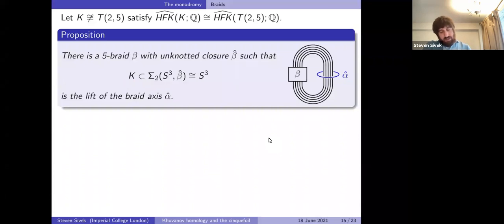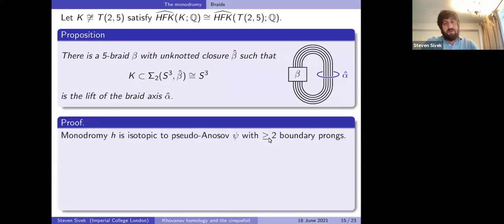So K sits inside the branch double cover of this braid closure, as a lift of the braid axis. So again, the closure of this braid beta is an unknot. So the branch double cover of S3 with branch locus the unknot is again the 3-sphere. And since this braid axis alpha has odd linking number, specifically 5, it lifts to a simple closed curve in S3. And I claim that simple closed curve is actually supposed to be our knot.